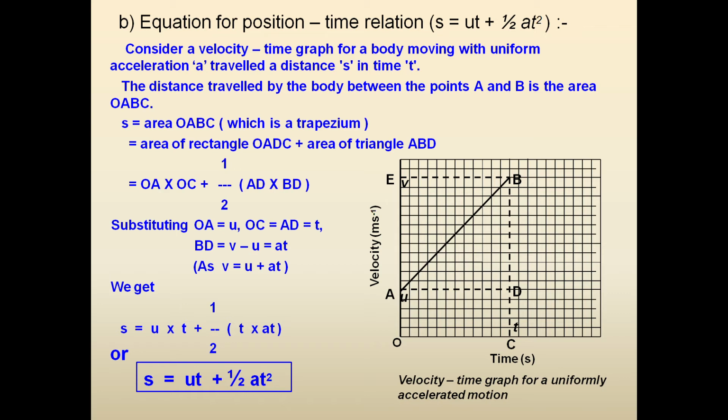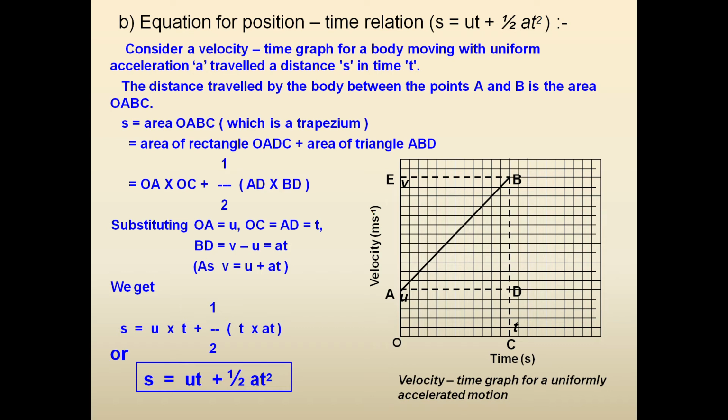So the area of this rectangle will be equal to OA into OC, length into breadth, that's the formula. Now OA is equal to u and OC is equal to t. So u into t, that we can write for the rectangle.